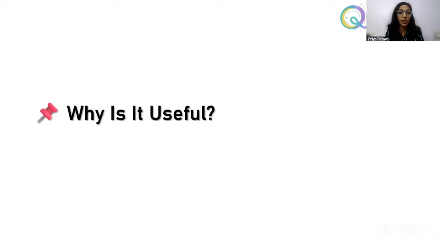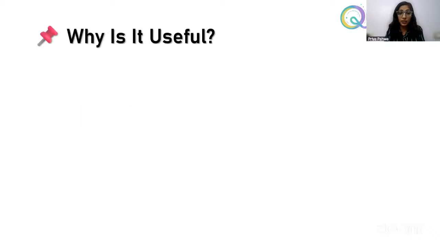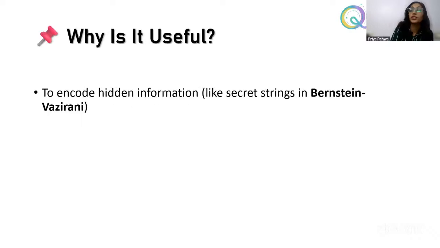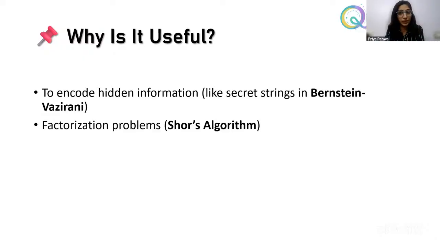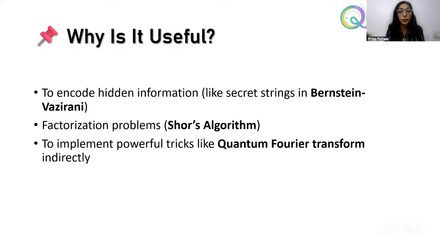So now, why is it useful? Where is it used? Again, like in Bernstein-Vazirani, it is used to encode hidden information like strings. It is used in factorization problems, which is Shor's algorithm, and to implement powerful tricks like the quantum Fourier transform indirectly. It's used, okay?